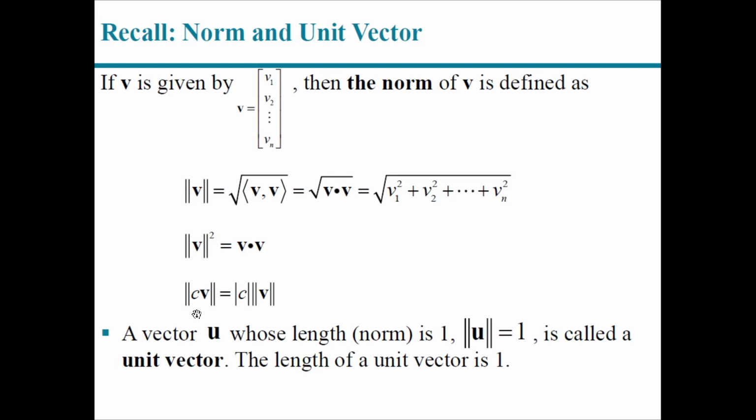Reminder here of the result: if you multiply a vector by a number, by a scalar, then the norm of that new vector is the absolute value of the number times the norm of the vector. When the norm is 1, then the vector is called a unit vector. So we know that.